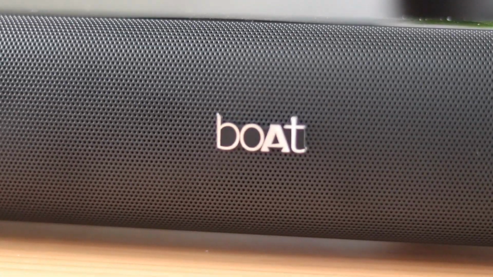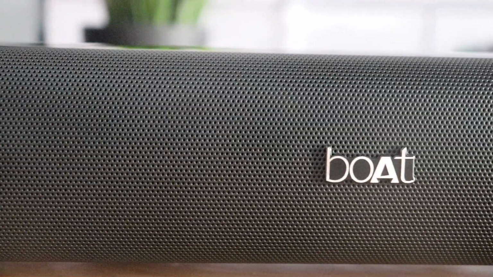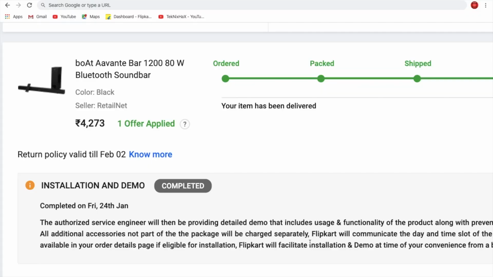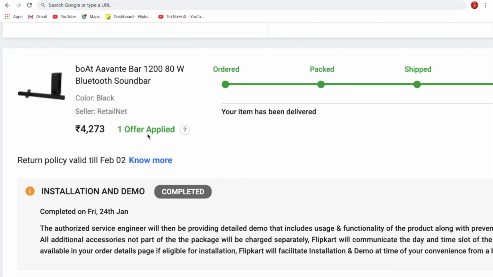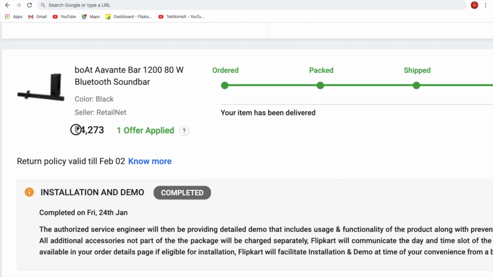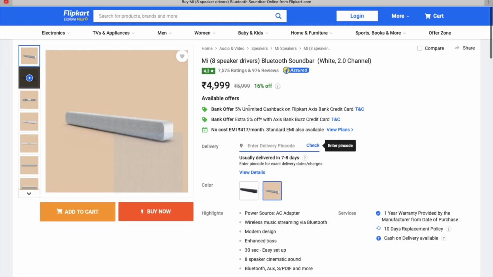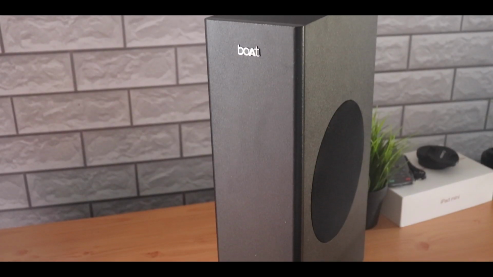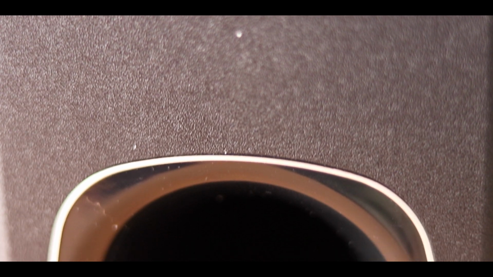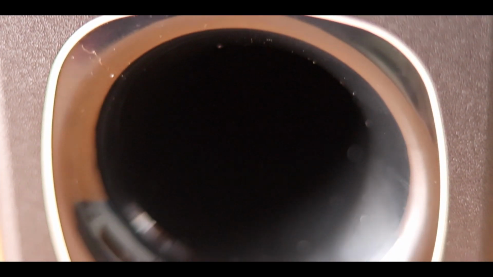Hey guys, so recently I happened to buy the Boat Avante 1200 soundbar that I got for only about 4300 rupees in the recent Republic Day sale, and it is under 5000 rupees currently in the market. The most popular and default choice has to be the Mi soundbar, but that does not come with a subwoofer. So that is the only reason why I got this over the Mi soundbar.